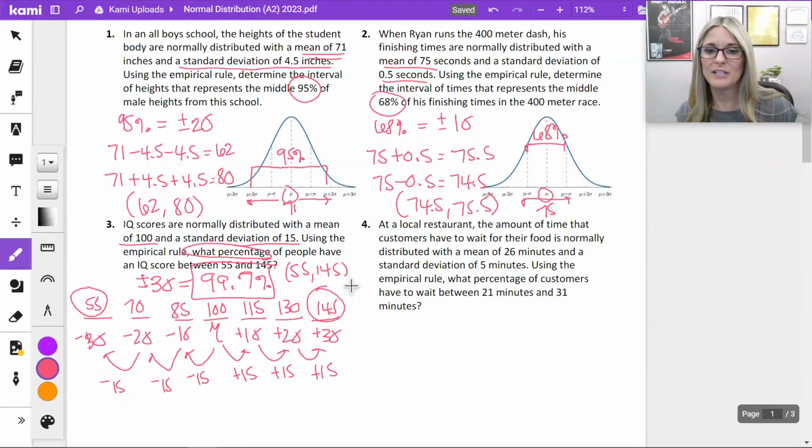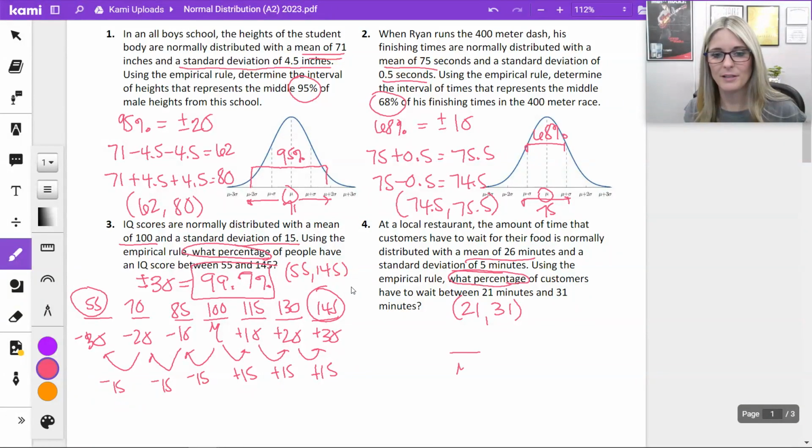Number 4, at a local restaurant, the amount of time that customers have to wait for their food is normally distributed with a mean of 26 minutes and a standard deviation of 5 minutes. Using the empirical rule, what percentage of customers have to wait between 21 minutes and 31 minutes?